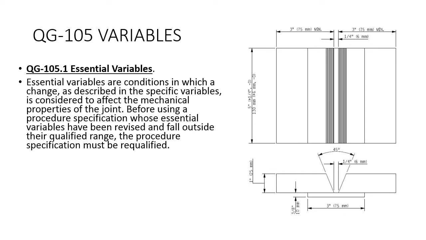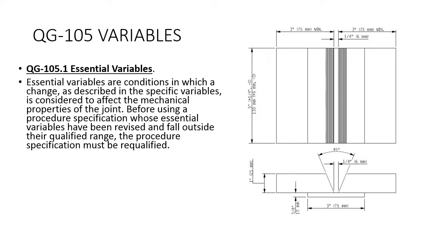QG 105.1 Essential Variables. Essential variables are conditions in which a change as described in the specific variables is considered to affect the mechanical properties of the joint. Before using a procedure specification whose essential variables have been revised and fall outside their qualified range, the procedure specification must be requalified. So it's telling us if you're going to do something that's going to affect the mechanical properties of the joint, you got to requalify.